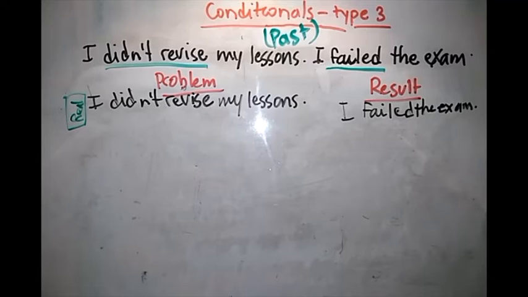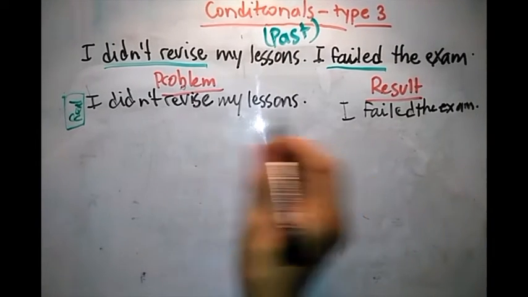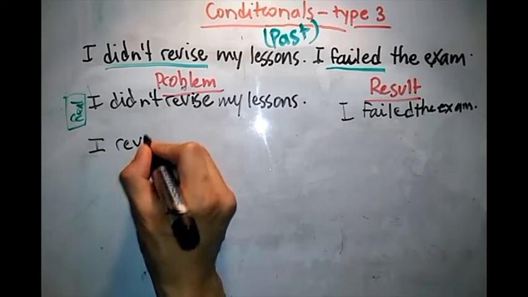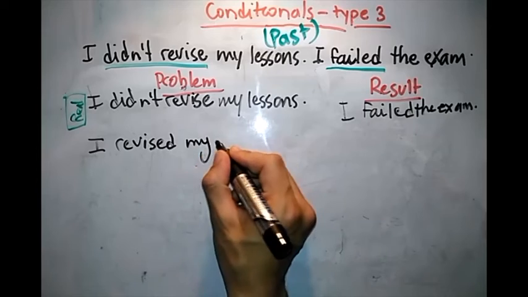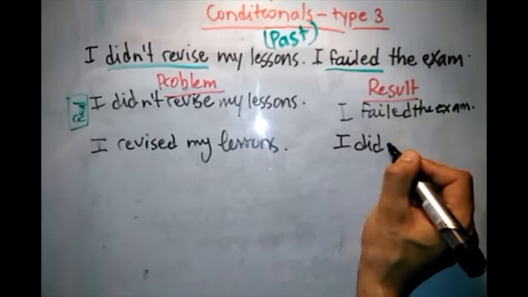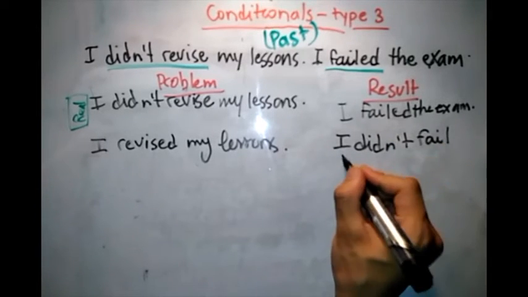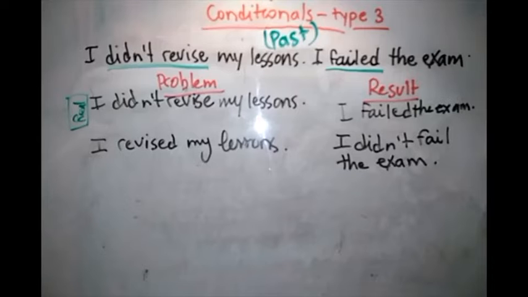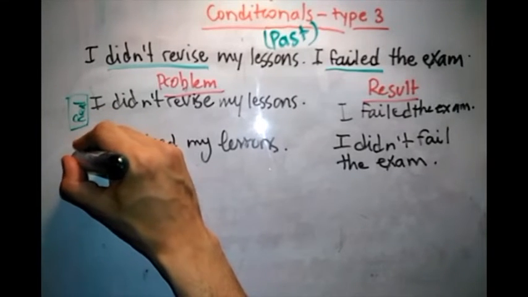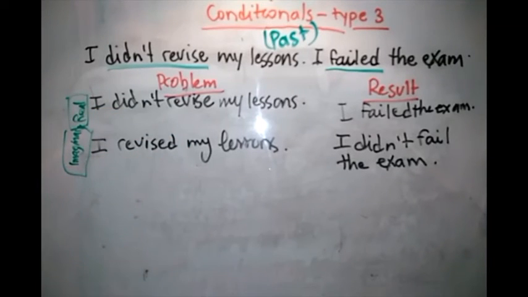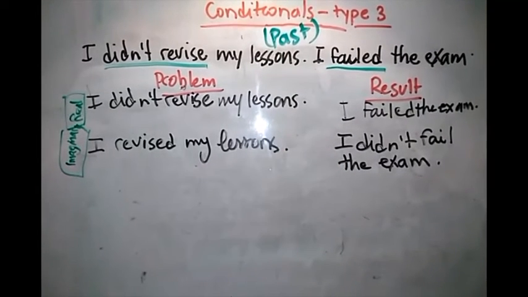Now, imagine that the things were great, were excellent. So we're going to have the opposite of the following ideas. So I revised my lessons. I didn't fail the exam, right? So this is the imaginary situation or unreal situation. So we're going to use the following imaginary situation to write a conditional type 3 sentence.